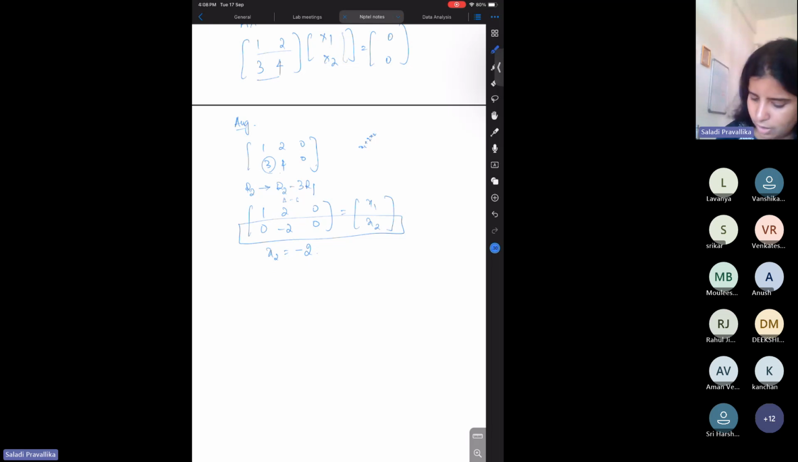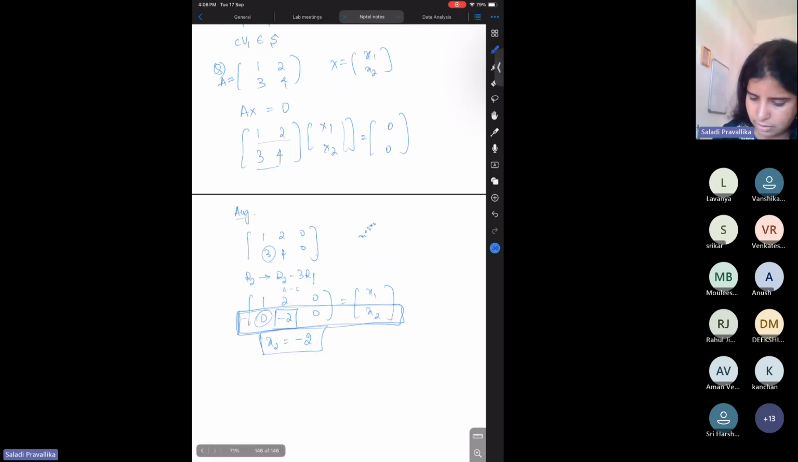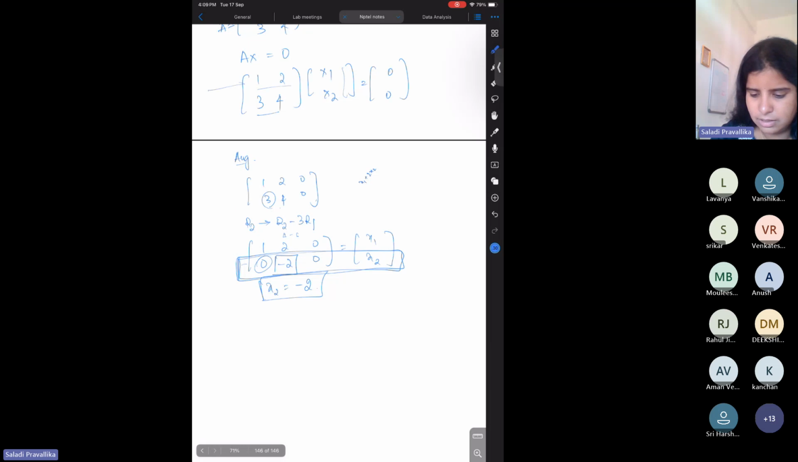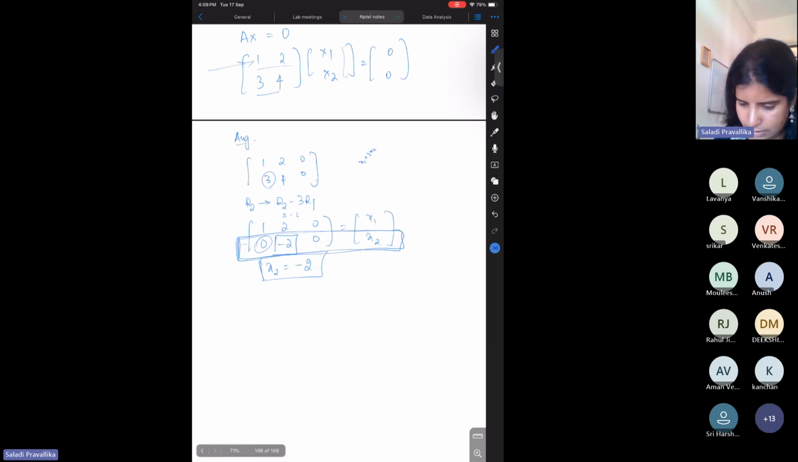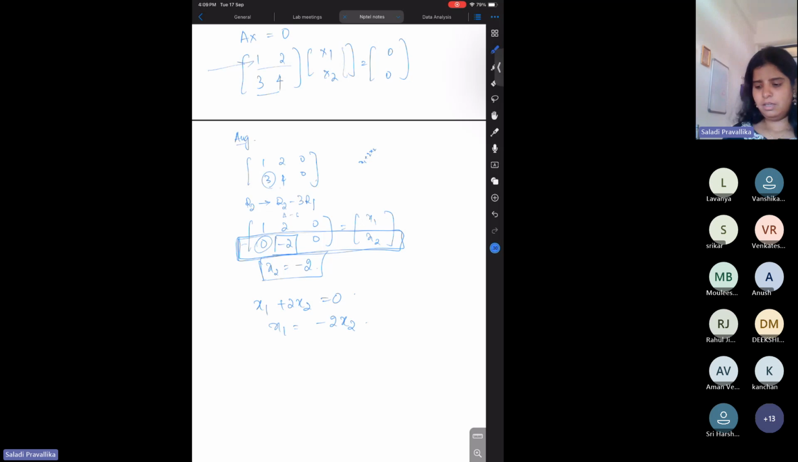So if you look at the bottom one, you will understand that x2 is 0. So now you leave that aside. Let's take just one equation, say the first equation. I can say x1 plus 2x2 is equal to 0, so x1 is equal to minus 2 times x2, right?